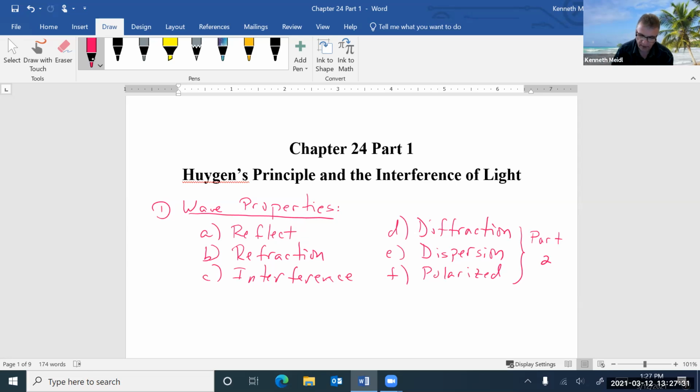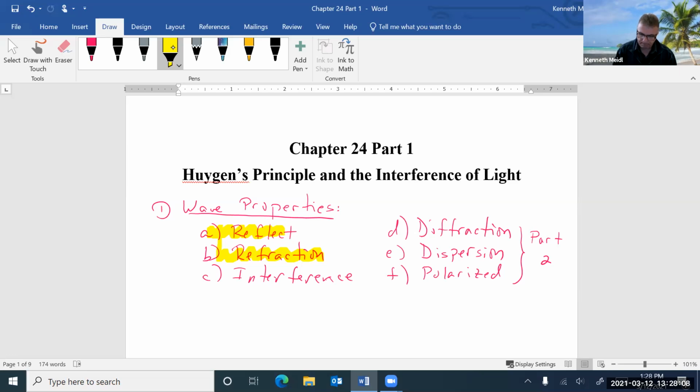So really what we've done so far is take a look at reflection and refraction. Those properties really showed up in detail in chapter 23, and now in chapter 24, we're going to start looking at some of these other properties. And then eventually use some of these properties to talk about optical instruments. Some that we've already looked at, lenses and mirrors, and we'll turn that into maybe something like telescopes, binoculars, and things like that in chapter 25.